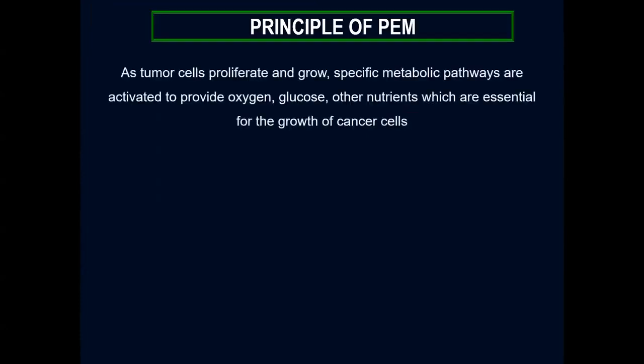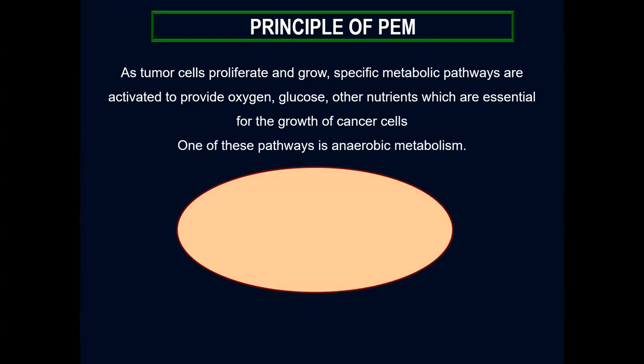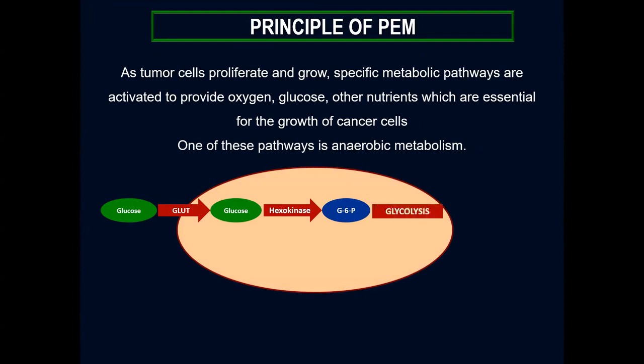As tumor cells proliferate and grow, specific metabolic pathways are activated to provide oxygen, glucose, and other nutrients, which are essential for the growth of cancer cells. One of these pathways is the anaerobic metabolism. The glucose is taken up by the cells by the glucose transporter, and inside the cell, it becomes subjected to the hexokinase, which changes it into glucose 6-phosphate, which undergoes glycolysis in the anaerobic pathway.